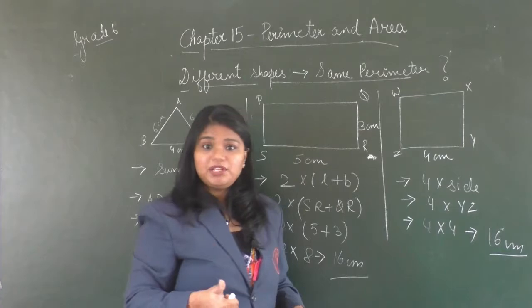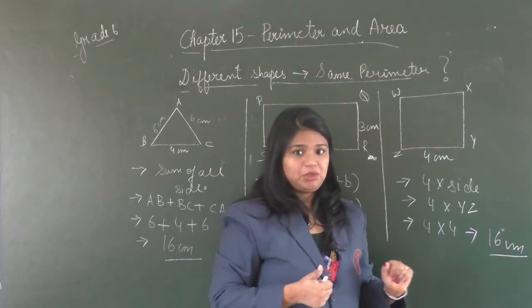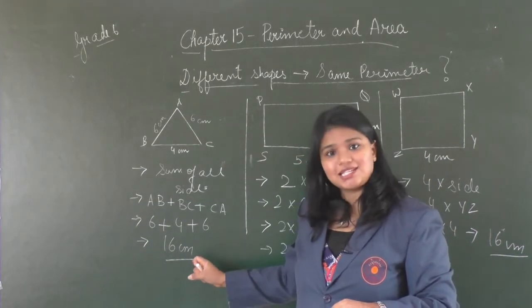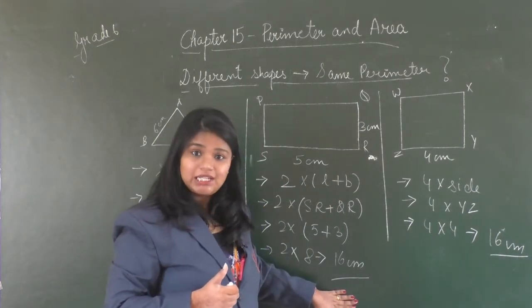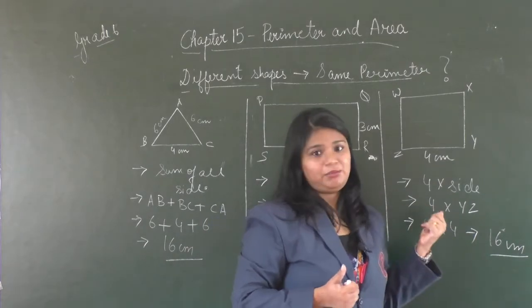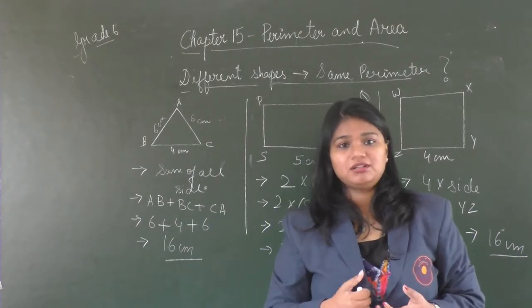So we got the perimeter for square WXYZ as 16 centimeter. So as you can see, the perimeter for the triangle is 16 centimeter. Perimeter for rectangle is also 16 centimeter and perimeter for square is also 16 centimeter. So yes, different shapes can have same perimeter.